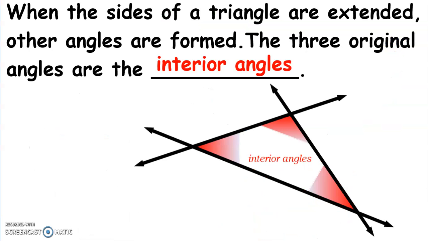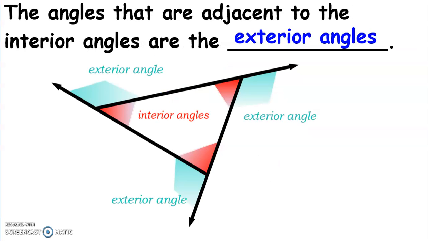When the sides of a triangle are extended, other angles are formed. The three original angles are the interior angles. Interior means inside. So interior angles are on the inside. So that's these three angles here. And so far, we've only dealt with interior angles. But we can also look at exterior angles.